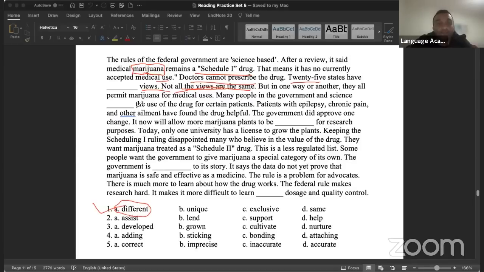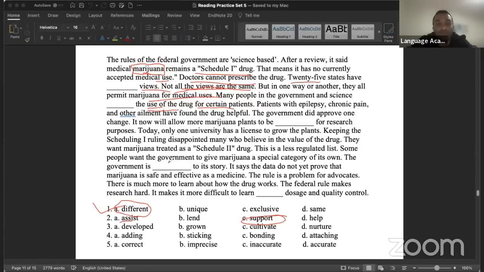Many people in the government and science dash the use of the drug for certain patients. Now, what will it be? Basically, he wants to say that everyone has a different view, but some people in one way or another permit marijuana. Even if I don't look at the options, they are supporting it, right? Look at assist. With assist, we normally mean to help. Here you are not helping anyone. You are just supporting the use of marijuana. So the right answer here will be support.